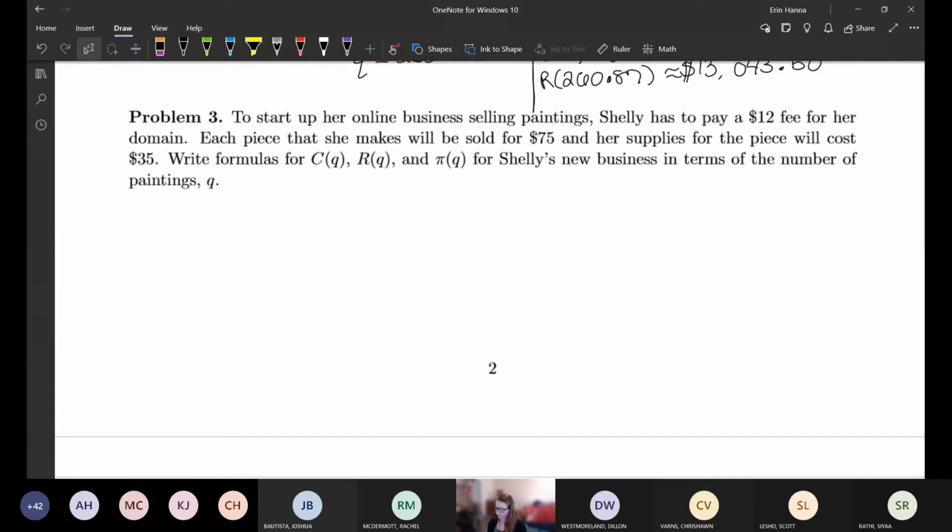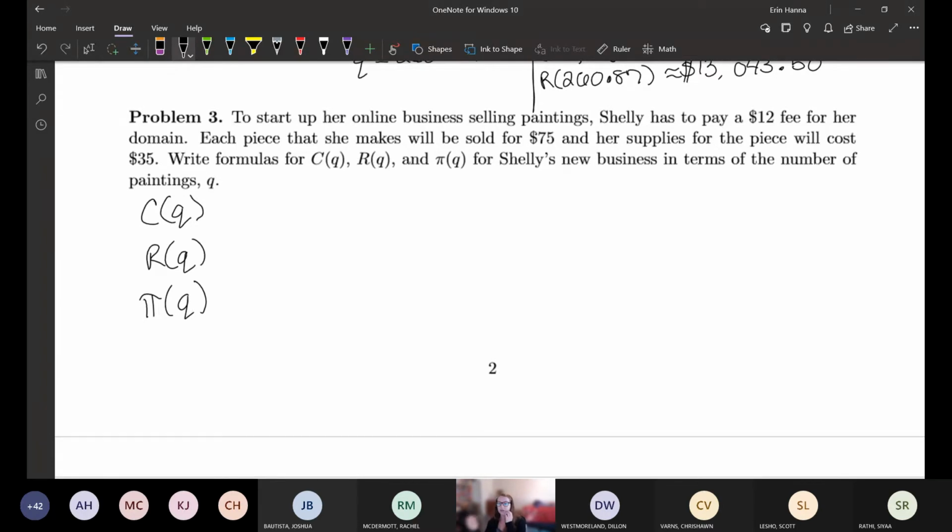All right, so we've got our cost, revenue, and profit that we need to figure out here. Our cost is made up of our fixed and our variable. The fixed here is just going to be that $12, because with the $12 fee she just needs to set up the website, and once she pays that, it's done. She doesn't need multiple websites or anything like that. She's got to pay $12 to get the domain and then she's good to go. The marginal cost will be that 35 because that's the cost per piece, like the paint and canvas maybe that she needs.